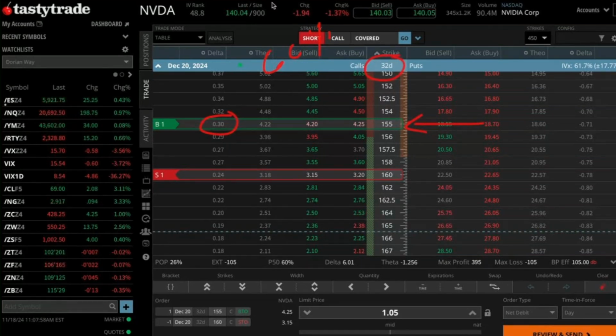And I know that seems like a long way away, 15 points, but right now, before earnings come out, it's more likely than not that it's going to touch this 155 within the next 32 days. Doesn't mean it's going to expire above that. It's only a 30% chance it will. So when I'm making these types of bets, I'm betting on a probability of touch.